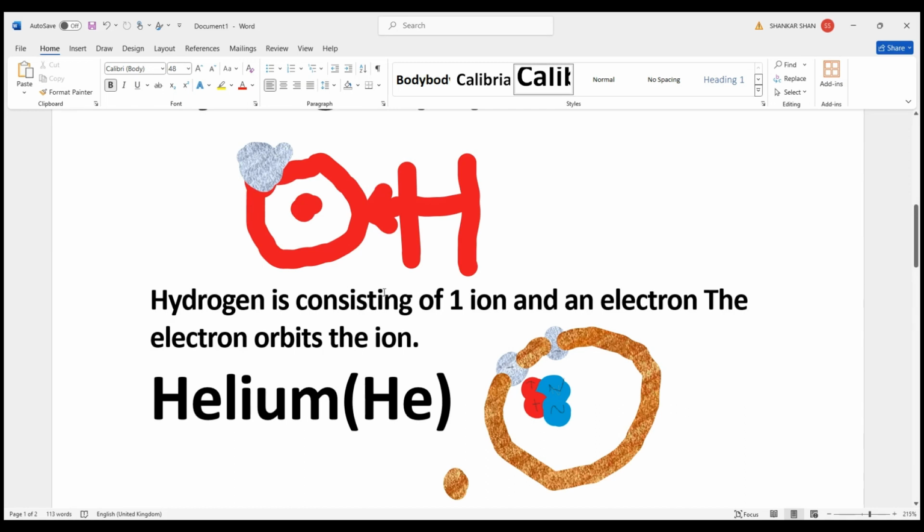Hydrogen consists of one ion, which is a proton, like this, and one electron, which is here, okay? You spot? The electron orbits the ion. So I'm going to pretend this is the electron. It's going to orbit the ion. Ignore that part. That's just the start, okay?